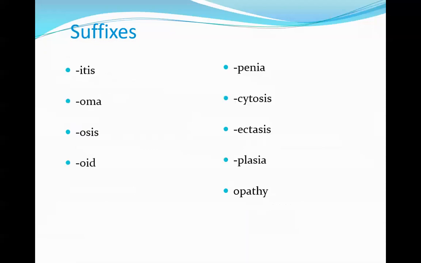Then we have suffixes. For example, itis. We use itis for inflammation: gastritis, colitis, appendicitis. So the word itis is used for inflammation. Oma means tumor. Benign or malignant?